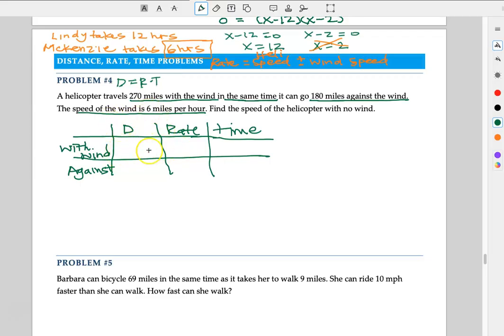Do we know the distance it can go with the wind? 270 miles. Okay, so let's put 270 there. Do we know the rate? No, we do not know the rate. Well, we know part of it, because remember up here, rate is made up of two things. We don't know the helicopter speed, right? That's what we're trying to find.